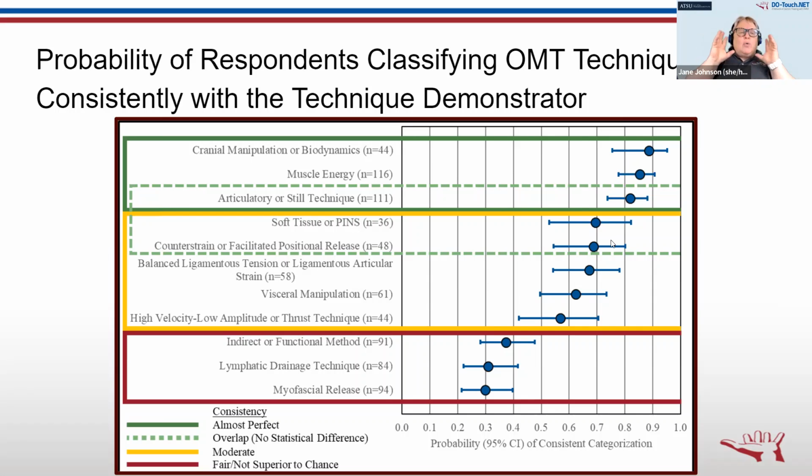Okay, well, the respondents weren't asked to compare between techniques. They weren't asked to say, is this A or B? Is articulatory still different from counter strain? What they were asked to do is watch a video in which the person demonstrating the technique called what they were demonstrating articulatory or still. Then the people who watched the video were to decide what they thought it was. Let me show you the next slide, and maybe this will help.